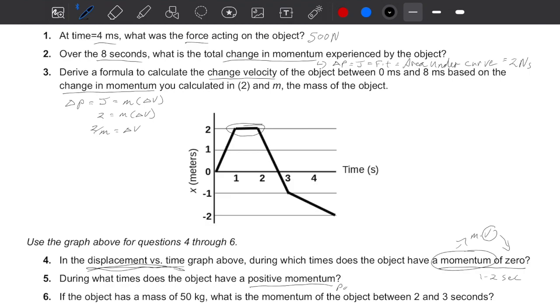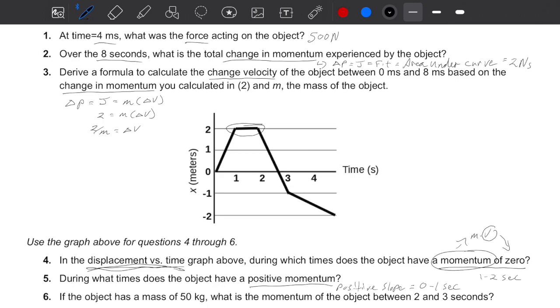During what time interval does it have a positive momentum? Positive momentum would come from a positive velocity. So when does it have a positive slope? The slope is positive just from 0 to 1 second. And that's because this is a displacement graph. Keep in mind, that is why we're able to look at the slope.